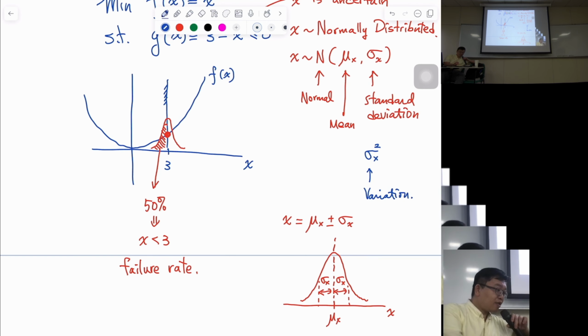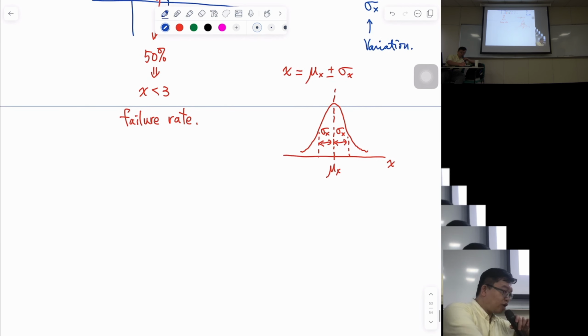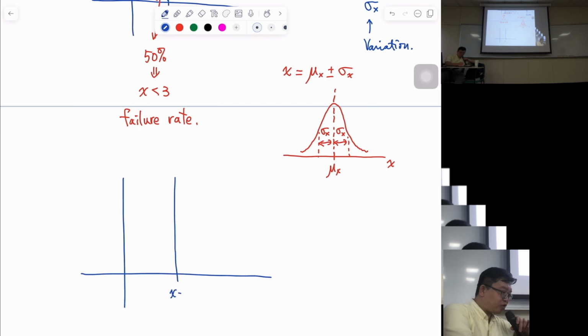So one way to resolve this issue is to have, let's say here is x equals 3. This is smaller than 3. This is larger than 3, right? And if I can have my design point right here, maybe this is my mu of x, and I have a standard deviation like this.